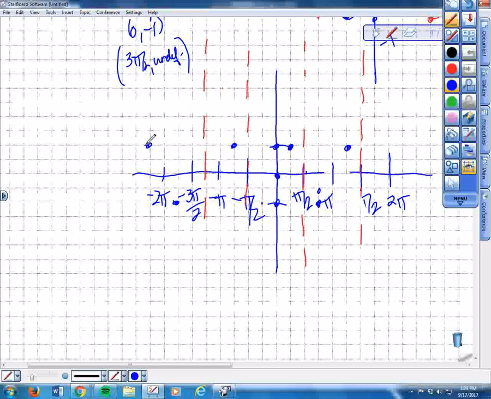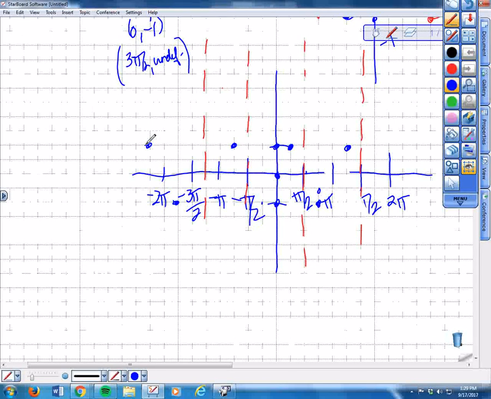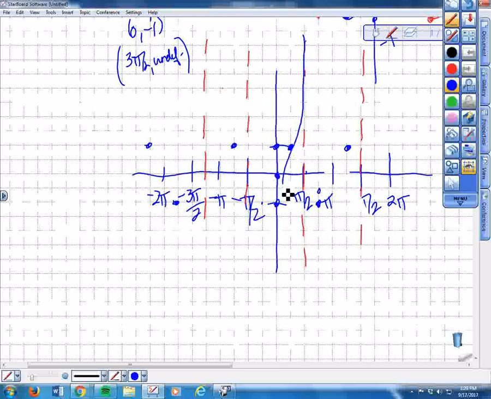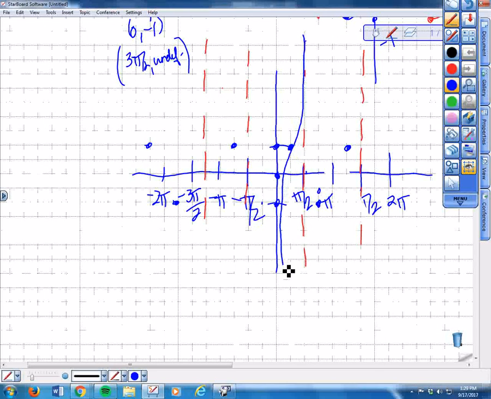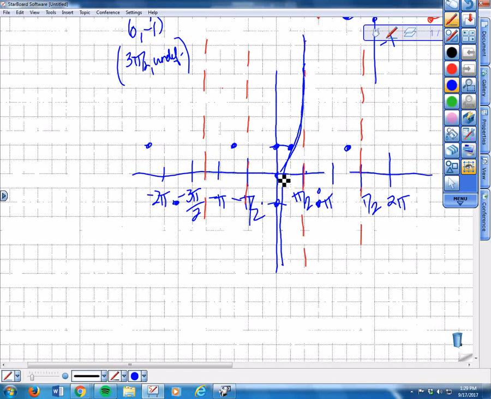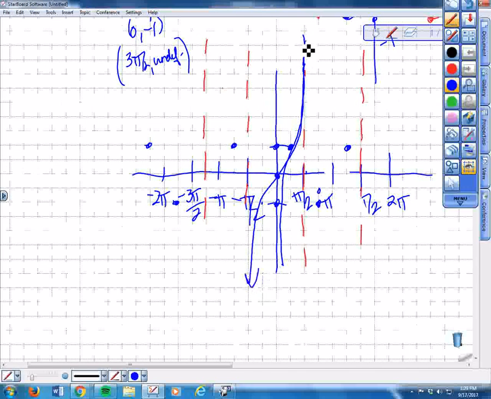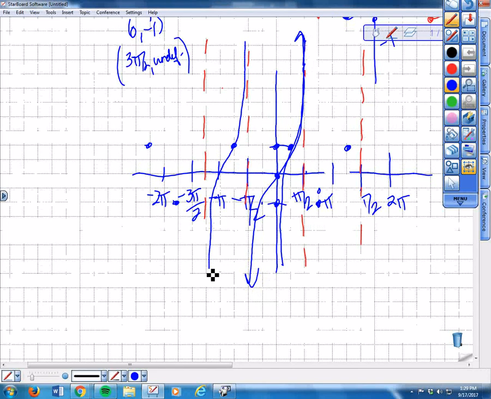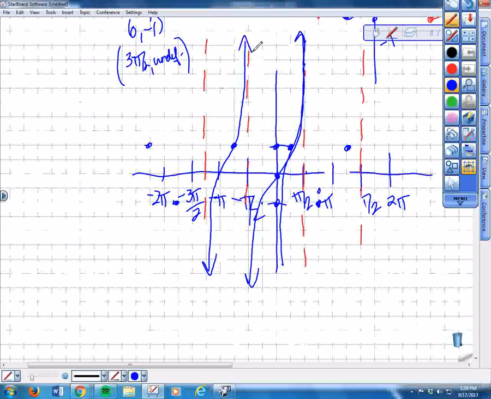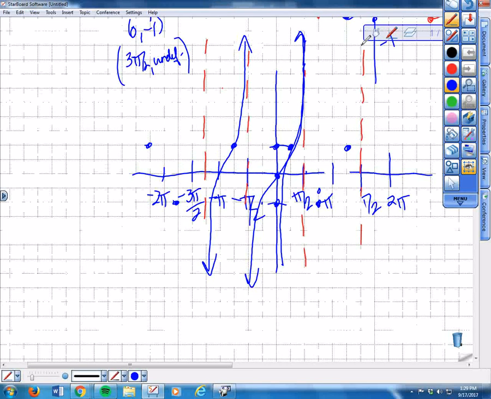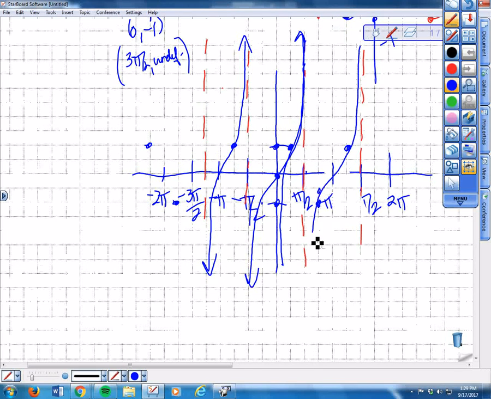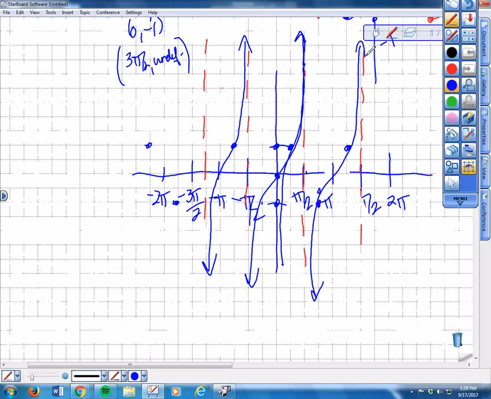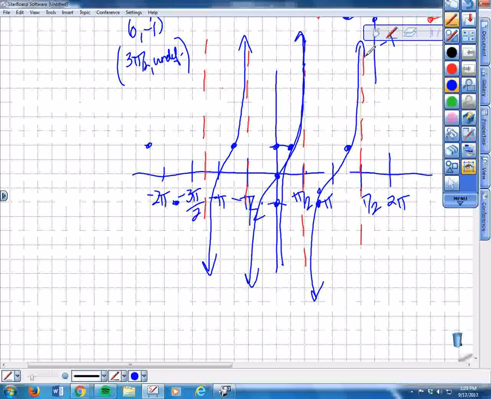So the tangent graph can't go beyond this asymptote, and it can't go beyond that asymptote. Is that what I want? No. I want to go through 0 and down. So that's tangent. And so on. That's what tangent looks like. It's going to be this same graph over and over and over again between every asymptote.